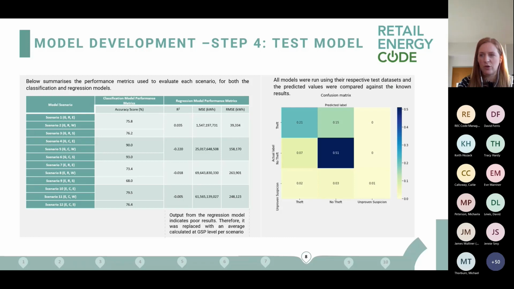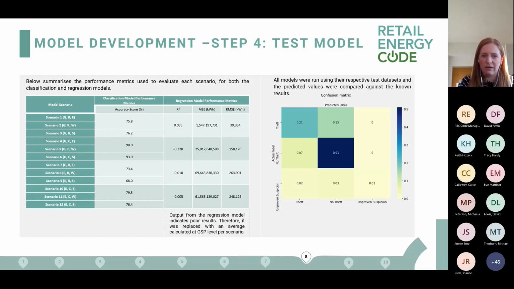For this, we looked at three different statistical measures. So R squared, which is a statistical measure of fit that indicates how much variation of the volumes of energy theft is explained by the predictor variables. A value of 1 indicates the model perfectly explains the variation, and 0 indicates that the model is no better than taking a mean average. And I'd say we actually had some negative scores here as well, so it did not perform very well.